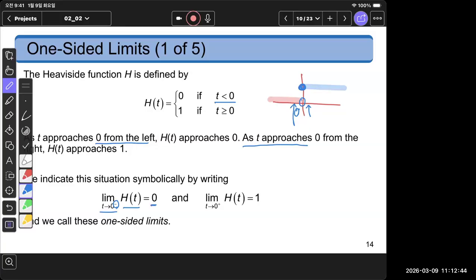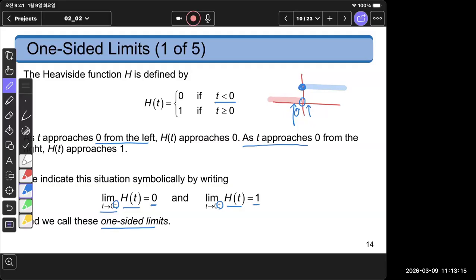And if t approaches 0 from the right, and that from the right is represented by the plus sign, then when t approaches 0 from the right, the function value is approaching the value 1. So those 0 and 1 are called the one-sided limits. That means I'm using just one of these two sides of 0, by t approaching 0 from the left-hand side or right-hand side.